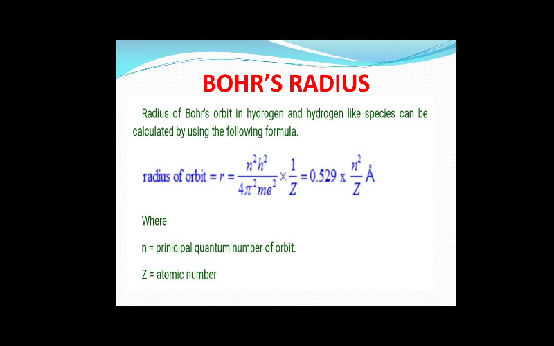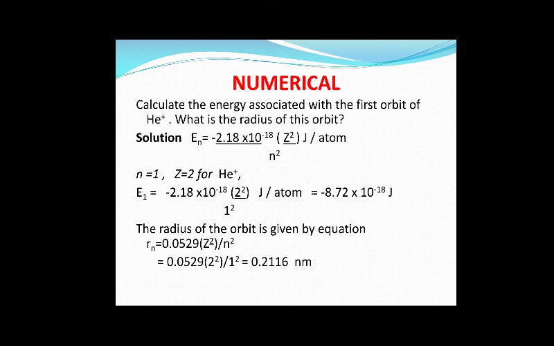We will use this formula to solve numericals where they ask you to calculate the radius. So let us do one numerical based on this formula. Calculate the energy associated with the first orbit of the helium ion. What is the radius of this orbit? Here they ask two questions, one related to energy and one related to radius, so we will apply two formulas.